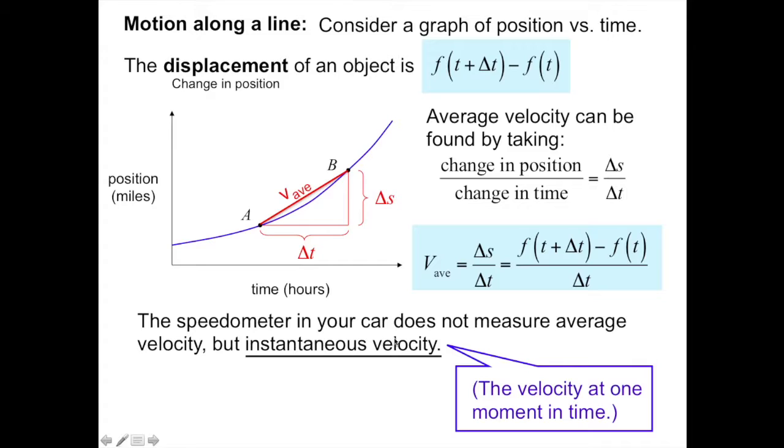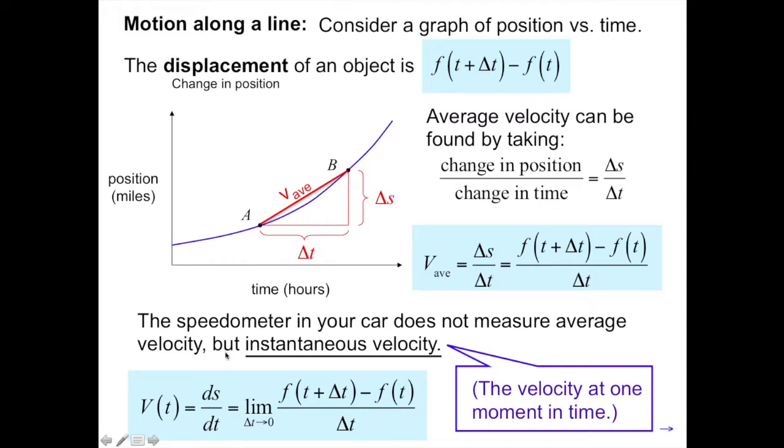The speedometer in your car doesn't measure average velocity, but it measures instantaneous velocity, right? As you drive a car, your speedometer changes all the time. So that's the velocity at one moment in time. So the instantaneous velocity is going to be the derivative. It's going to be our slope or our steepness of our curve right at a single point. Okay, so that's that limit process. It's going to be taking the limit of that slope as the delta t goes to 0.